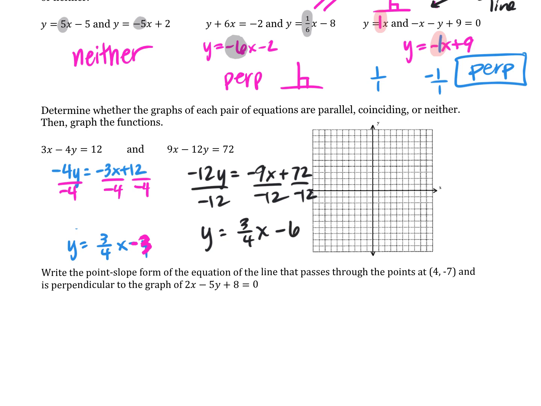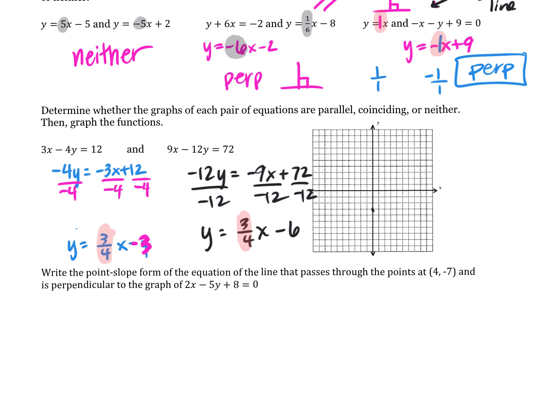Okay, you guys, based on these two equations, we think they're going to be parallel, perpendicular, or neither? Or coinciding? Coinciding would mean that they have to be the exact same line. If they were both 3/4 x minus 3, then we'd be good. Parallel because the slopes are equal. You guys, let's go graph both of them.